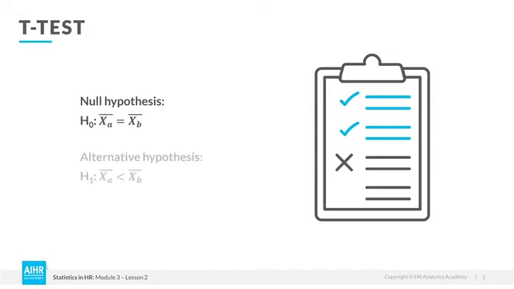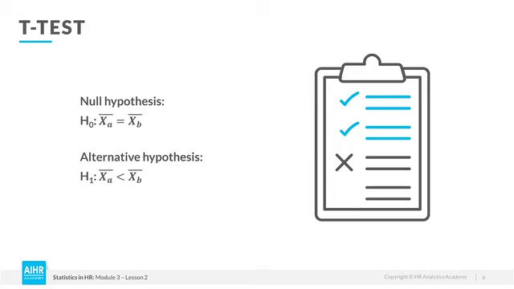So first, we create a null hypothesis. A null hypothesis is there is no difference in proactiveness scores between Department A and Department B. And our alternative hypothesis, Department B has a larger proactiveness score than Department A. Now that we've set up our hypotheses, we can perform a t-test.